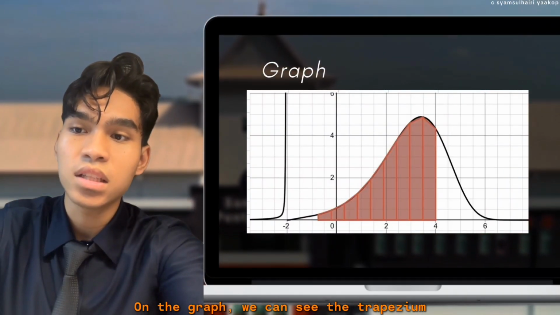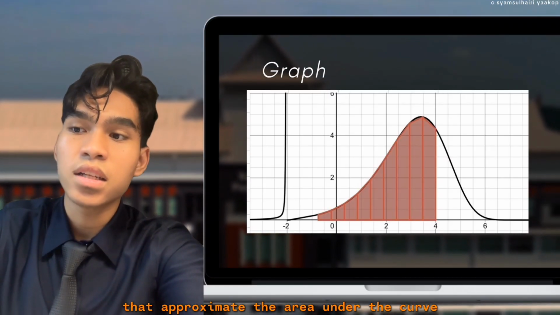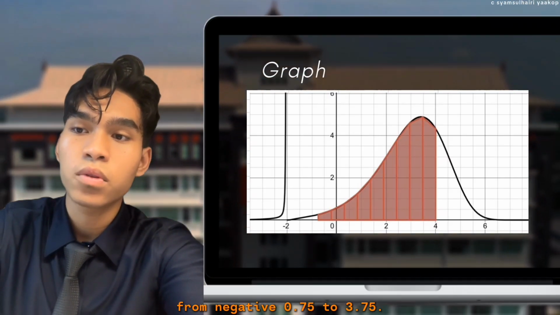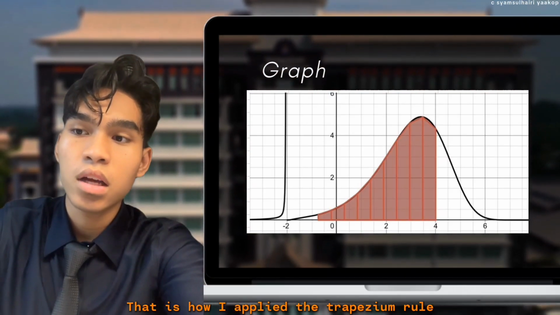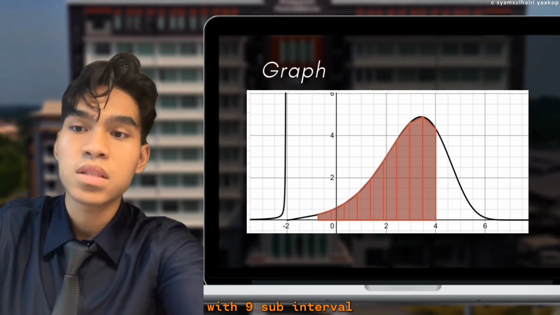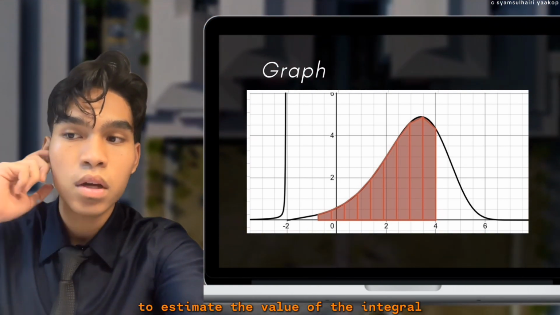On the graph, you can see the trapeziums that approximate the area under the curve from negative 0.75 to 3.75. That is how I applied the trapezium rule with 9 subintervals to estimate the value of the integral.